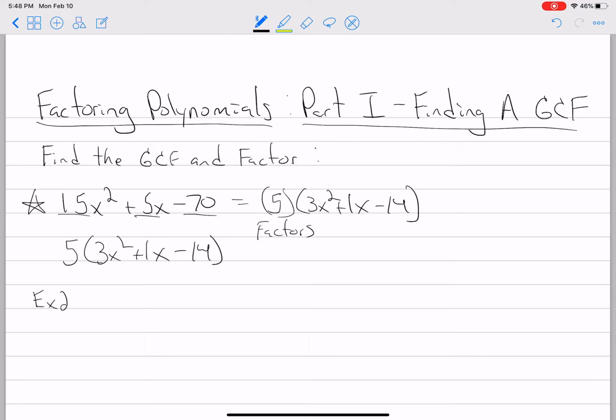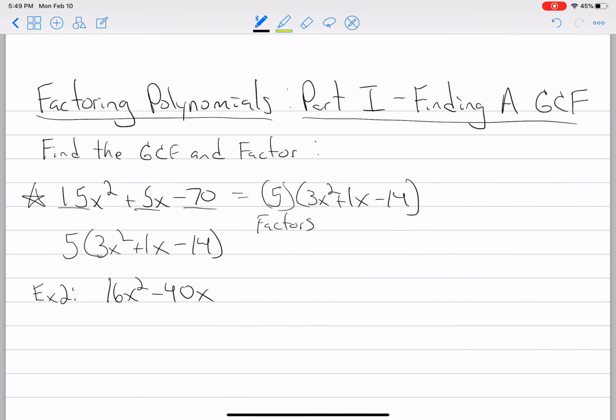Example 2. It says 16x squared minus 40x. Go ahead and factor that and tell me what your two factors would be. Cool. Hopefully you just paused it and did that. Hopefully you'll see between 16 and 40, 8 goes into 16, 8 goes into 40. Boom, I think it's going to be an 8. So I can take an 8 out of both 16 and 40, but you can't forget I have an x squared and an x. So I can pull an x out of that.